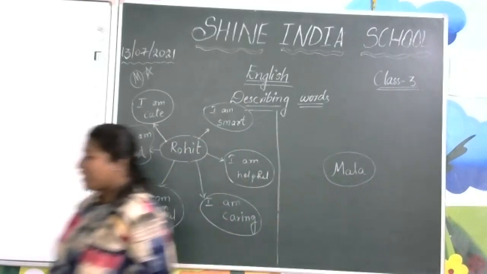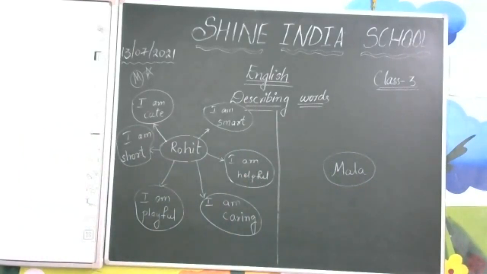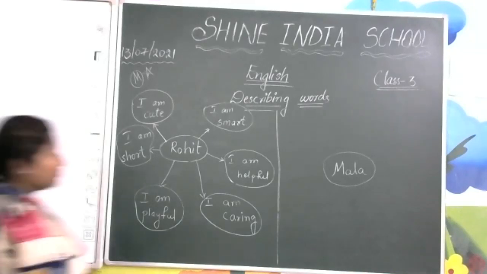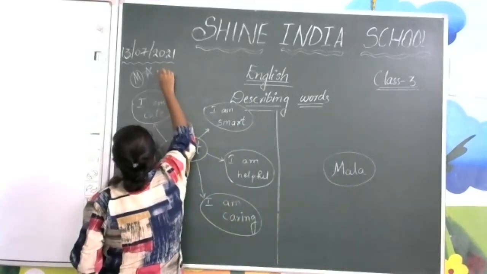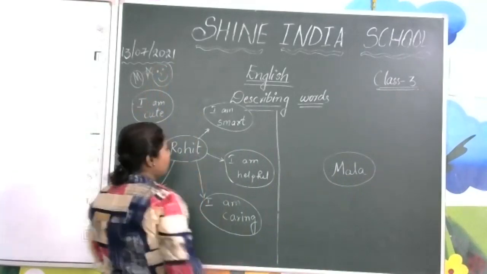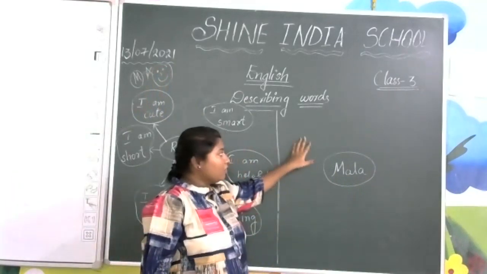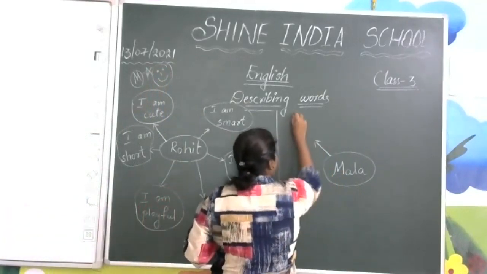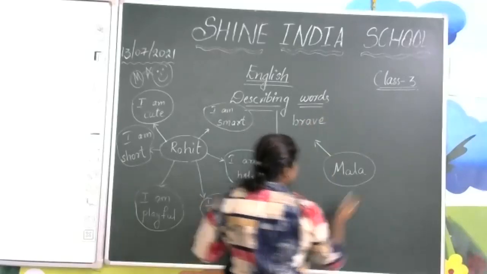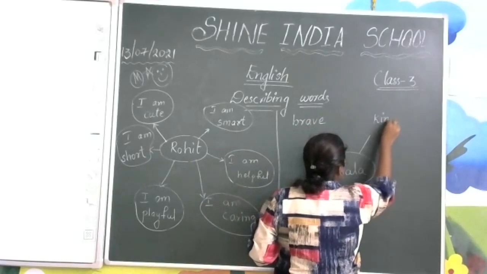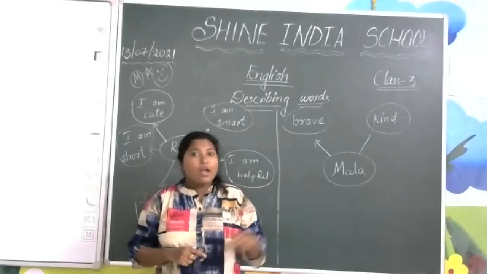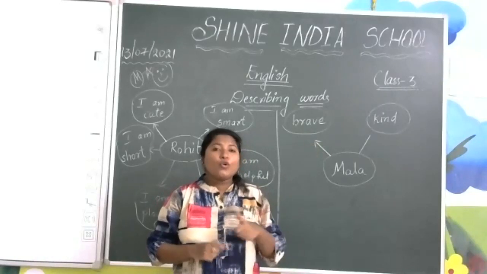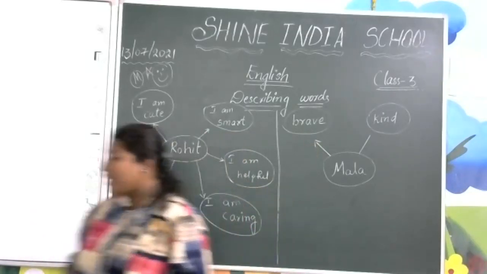Okay, Moksha is raising hand again. Brave girl and kind girl. Very good. Again, this time also Moksha raised hand first. I will give a smile too. So, Mala is a brave girl. Mala is a kind girl. How can you tell Mala is a brave girl? How? Brave girl. How can you say?